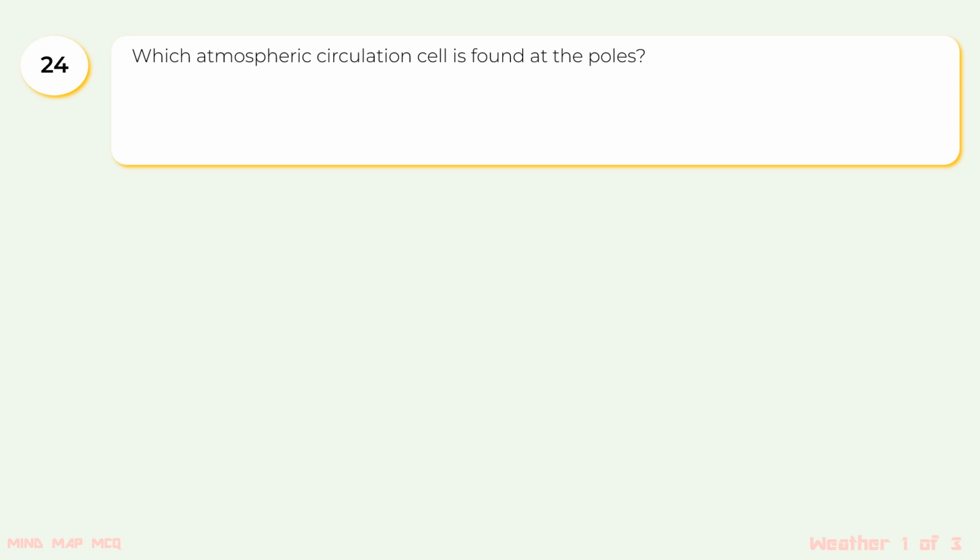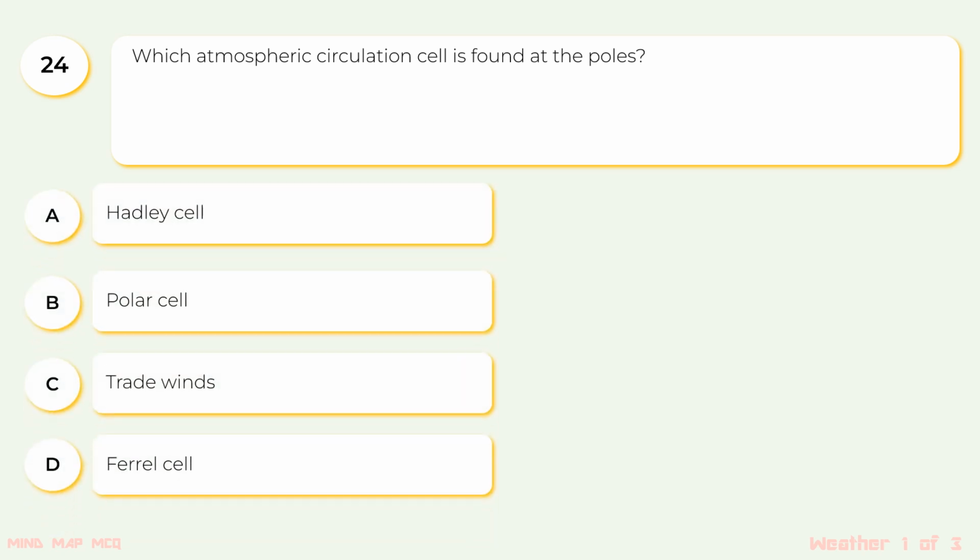24. Which atmospheric circulation cell is found at the poles? The options are A. Hadley cell, B. Polar cell, C. Trade winds, D. Ferrel cell. The correct option is B.